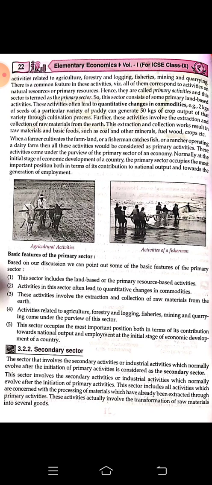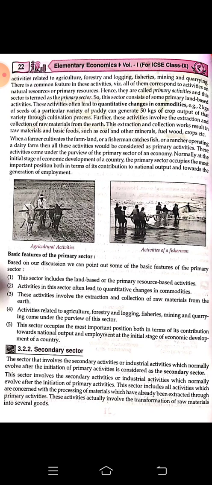Like for example we can take the sugar cane. The sugar cane is cultivated by a farmer in a field. So that is a primary activity, or you can say that is a primary sector work. And next the sugar cane is sold to maybe an industrialist. That industrialist is buying it, bringing the sugar cane to his industry and making sugar. He is manufacturing sugar there. So this is the activity of a secondary sector.